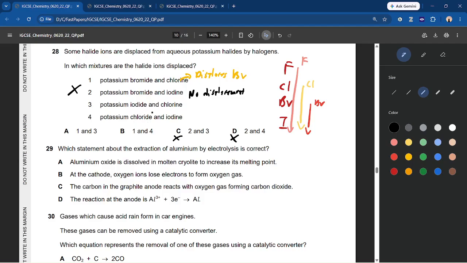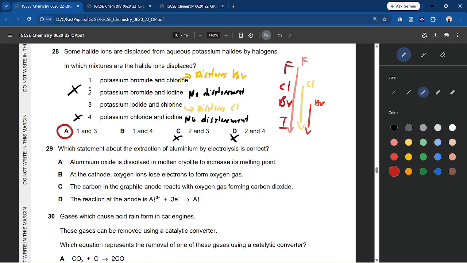And potassium iodide and chlorine: chlorine will displace. And potassium chloride and iodine, no displacement. And so your answer is going to be A.